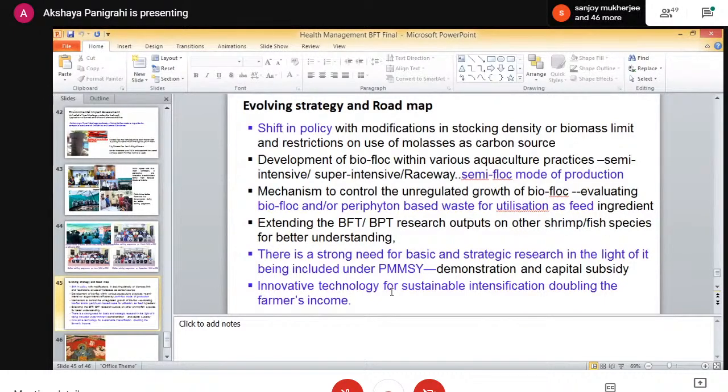Now PMMSY is giving a lot of opportunity, and the government also gives some capital subsidy. So it should be science-based culture. It is really an innovative technology which can give sustainable intensification, but we must all work for that.